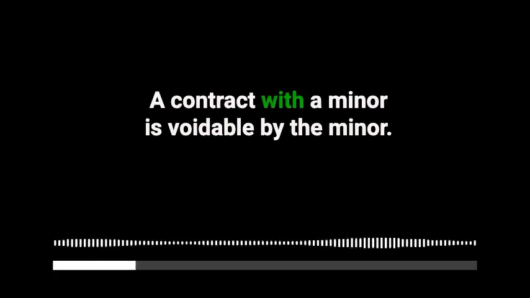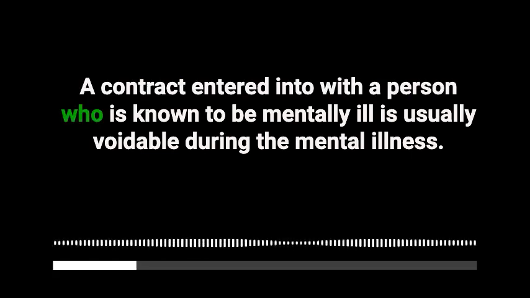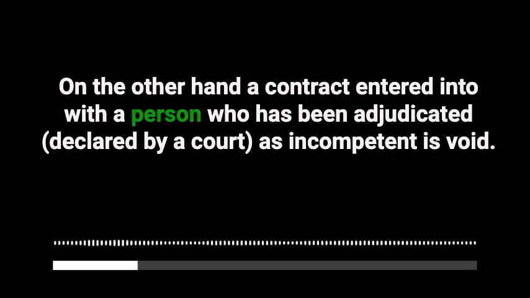A contract with a minor is voidable by the minor. A contract entered into with a person who is known to be mentally ill is usually voidable during the mental illness. On the other hand, a contract entered into with a person who has been adjudicated as incompetent is void.